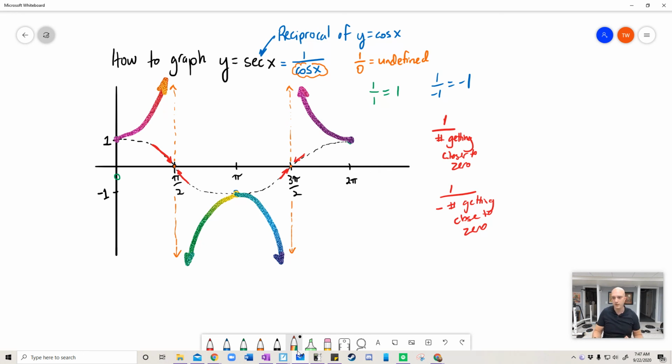And then this pattern actually repeats forever. But this is one cycle of secant of x. So this is y equals secant of x. I hope this was helpful.